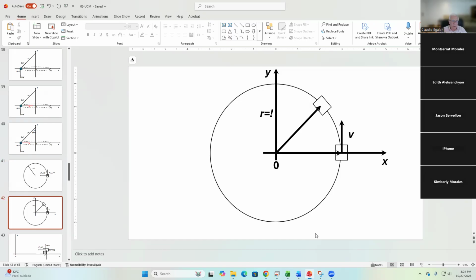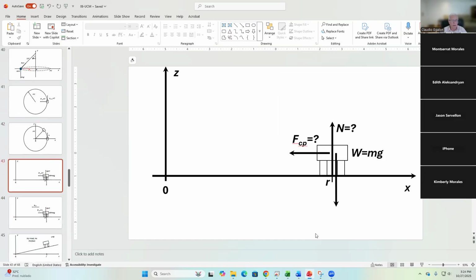Here we are looking at the car from the top, right? But if you look at it sideways, we have those forces being applied to the car. You have the weight that's always there. You have a normal force. And then you have this centripetal force that you still do not know which force it is specifically. I'm going to tell you soon. What is the force that's going to keep the car in the circle? Think about that, okay?